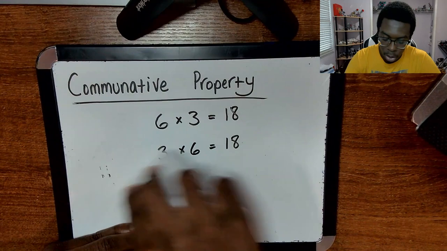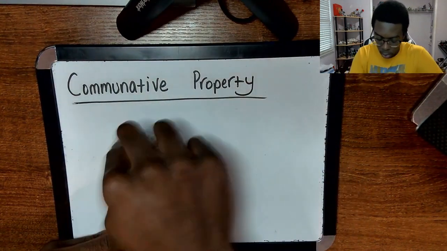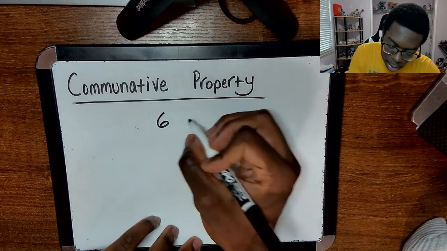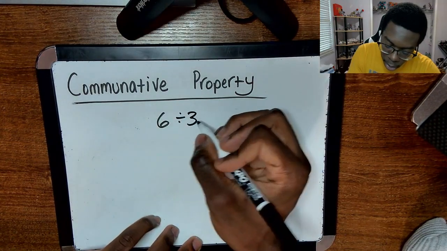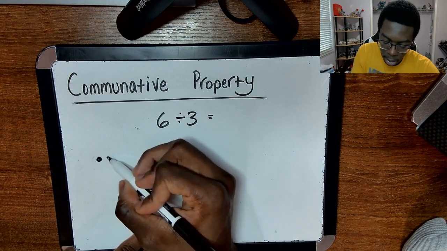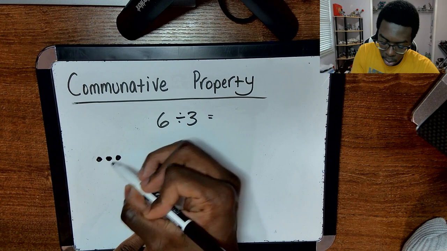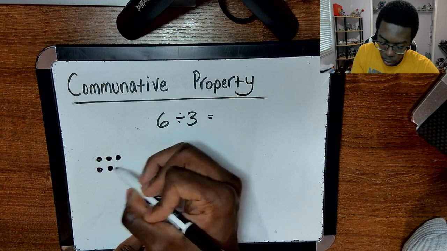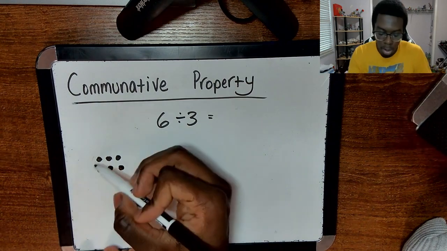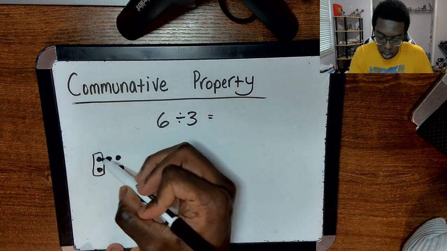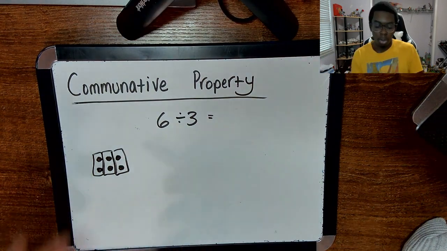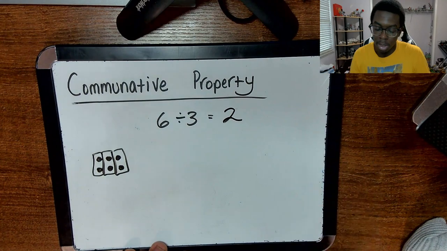Now let's look at division. If we were to do 6 divided by 3, so if we have 6 things, right? We have 6 dots. If we were to divide them into 3 groups, we can make our 3 groups here. 1, 2, 3. So how much is in each group? We have 2 in each group. So 6 divided by 3 is 2.